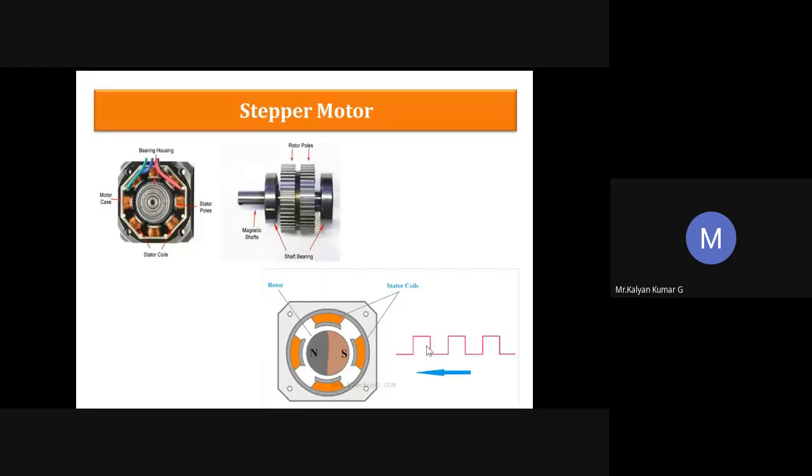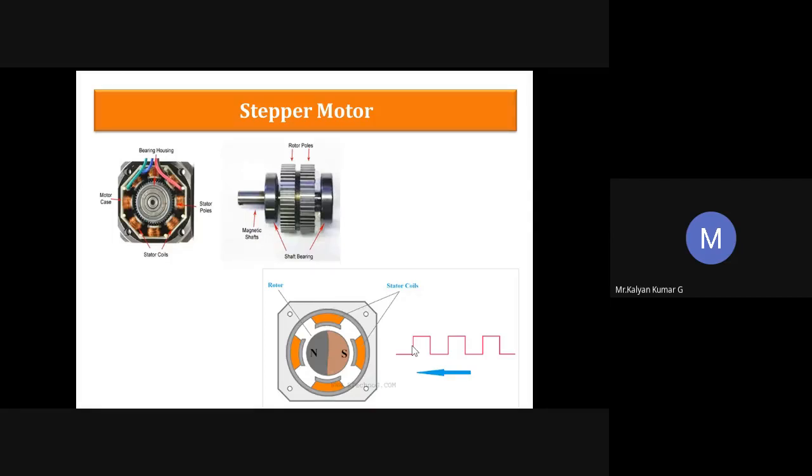Since the stepper motor is driven by these types of digital pulses, it is widely called a digital motor. The reason is that it is driven by digital signals, so we call it a digital motor. Stepper motor and digital motor are both the same.